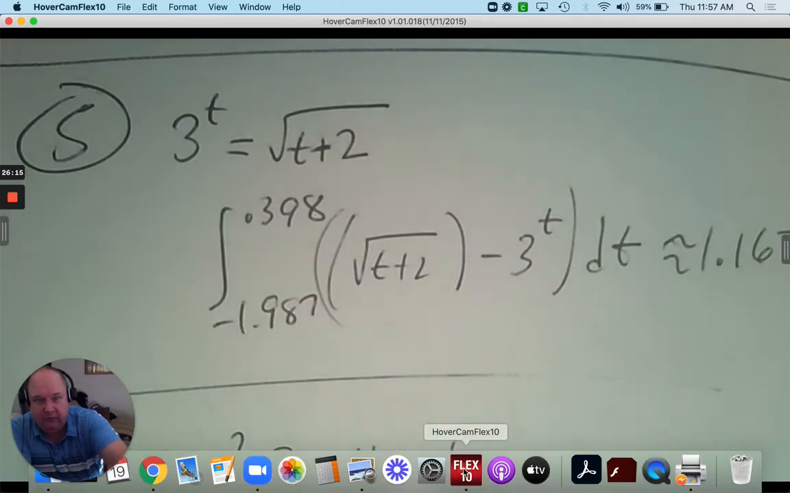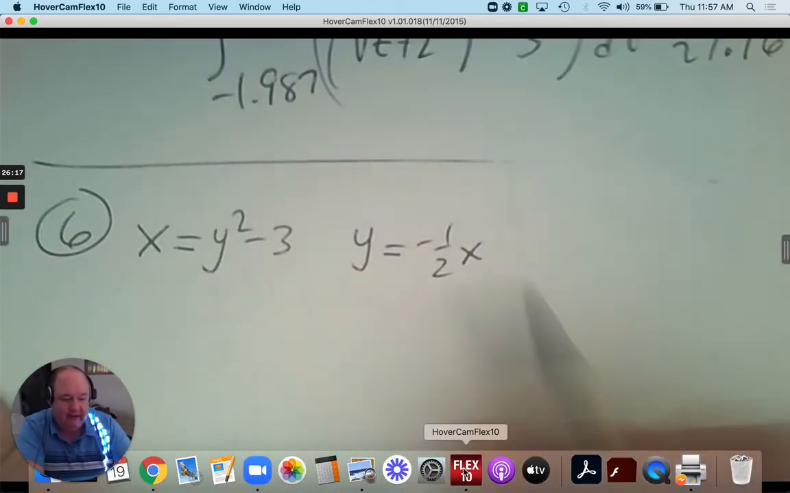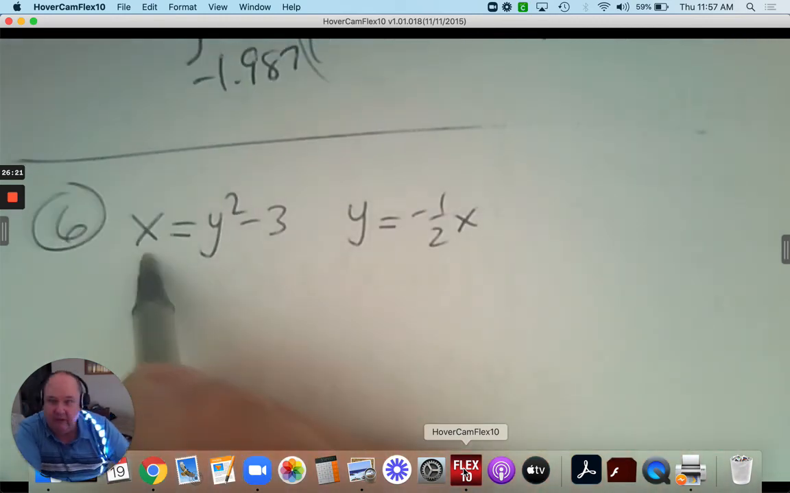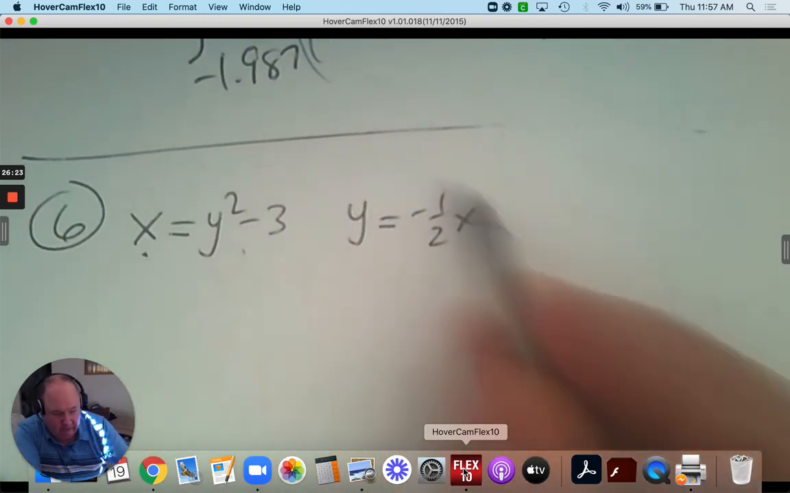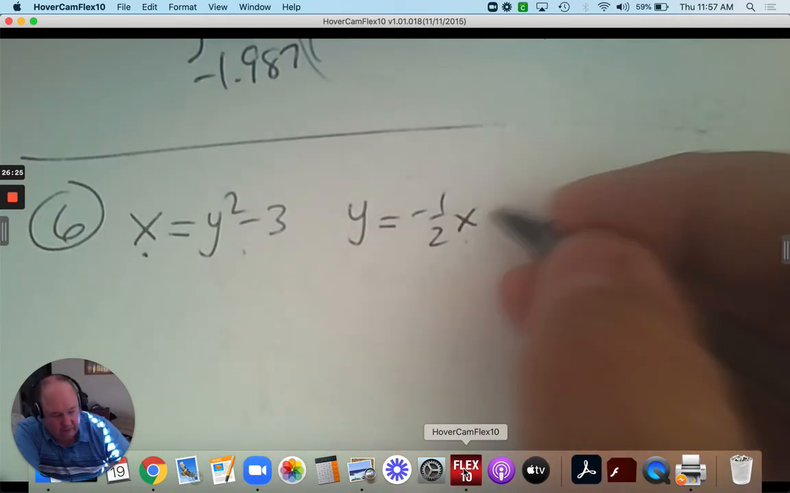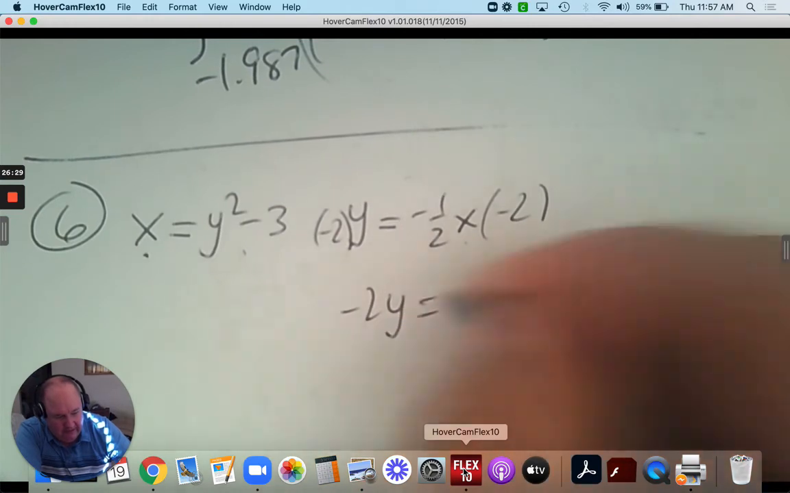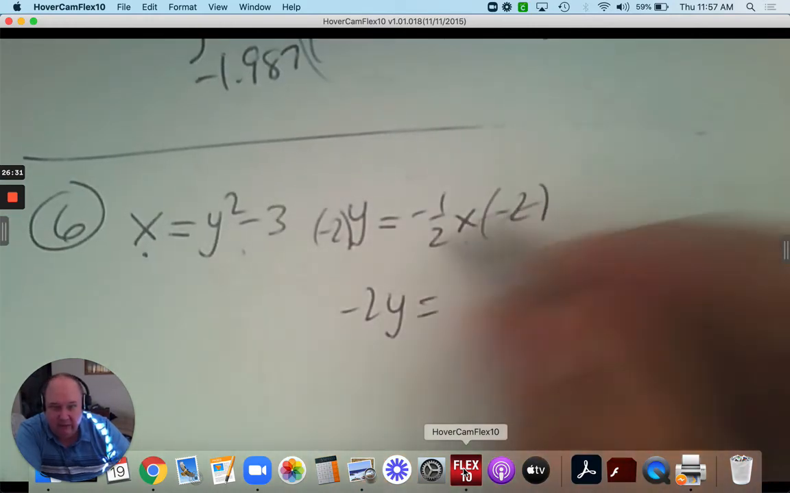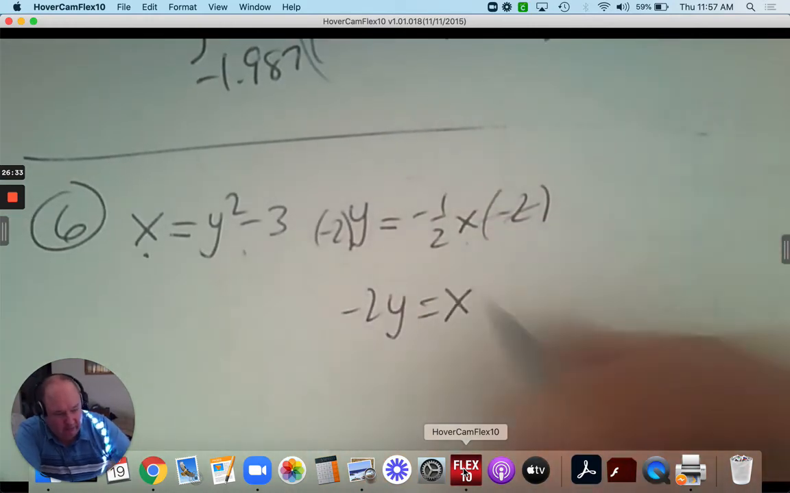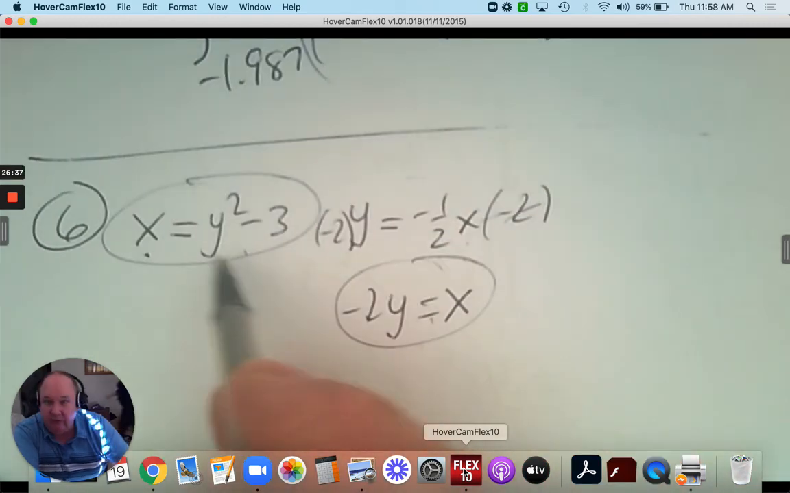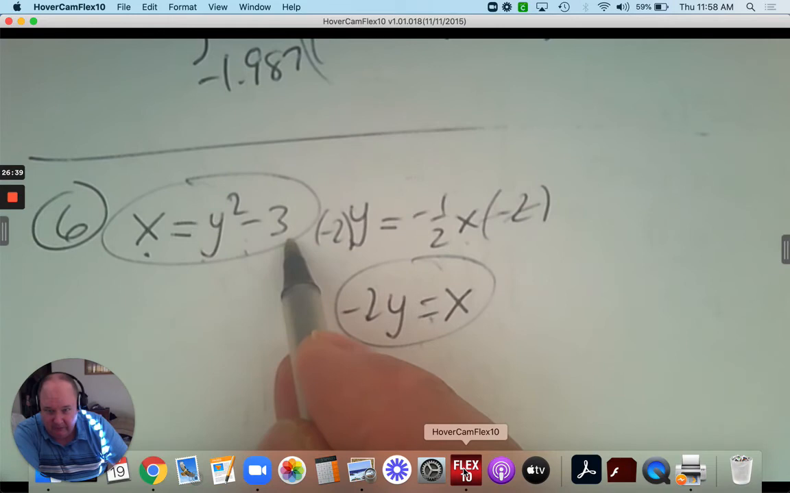Let's go through that. It said don't write it as y equals. Instead, write it as x equals. This one, can you solve for x? We're going to multiply both sides by negative 2, so the negative 2 and the negative half cross out. So x is equal to negative 2y. X is equal to y squared subtract 3.